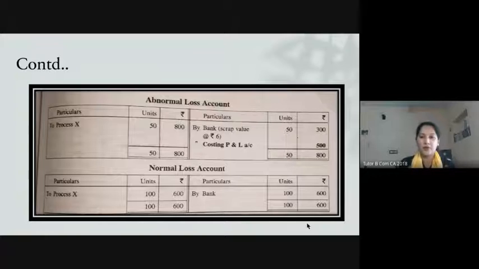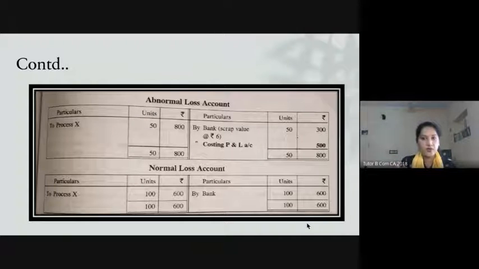So abnormal account, as we know, we have an abnormal amount of 50 units. So it is to process X, 50 units, which carried a value of 800. And here they said that it carries a scrap value. It depends on that particular condition. If it has a scrap value, we can show it. Yes, because they said it carries a scrap value of 6 rupees. We assume that this is applicable to this lost unit also.